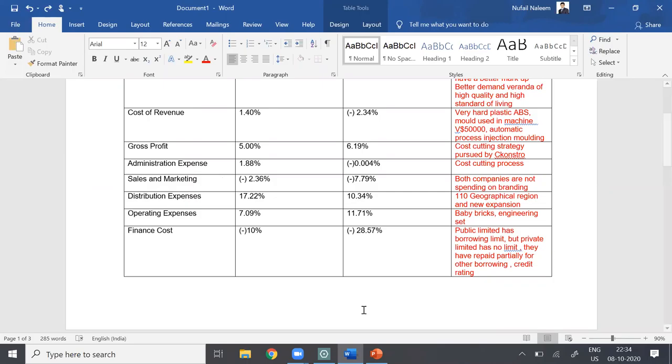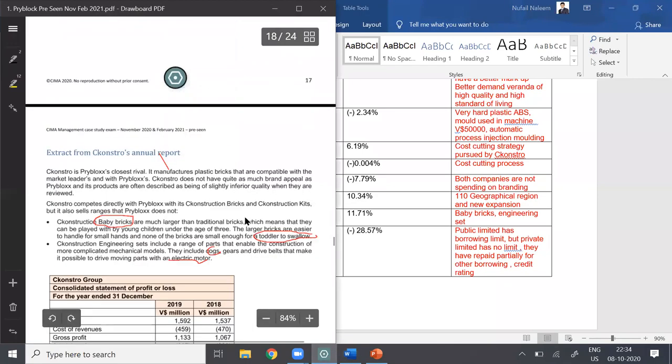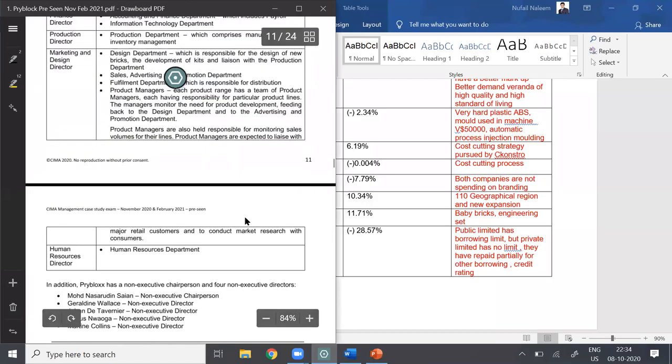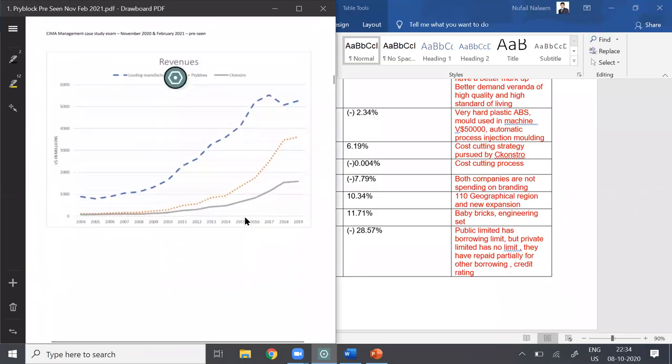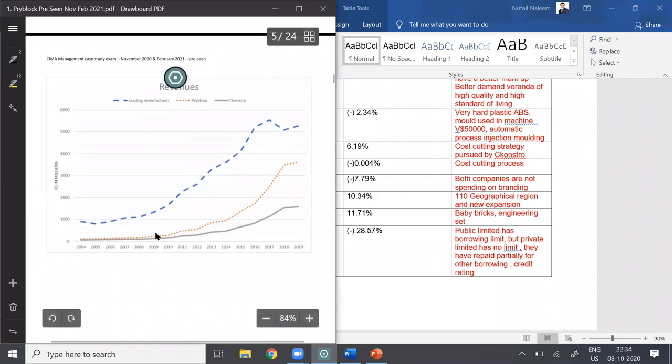No, I can generally come to this one. So it was the financial highlights that we have got. But I'll just show you the pre-seen material on page number five. This is the revenue growth. If you observe, initially when we started the company, we were copying our main company, the number one player. We were just copying their products at a lower price. If they're selling at a higher price, we produce almost a replica version with different types, at low quality. But later, do you see the orange line is expanding with the gray? The gray color is only Constro and the orange color is only our company, Priblox.